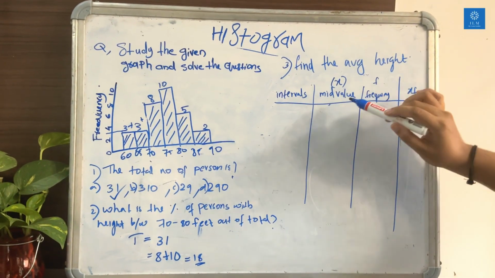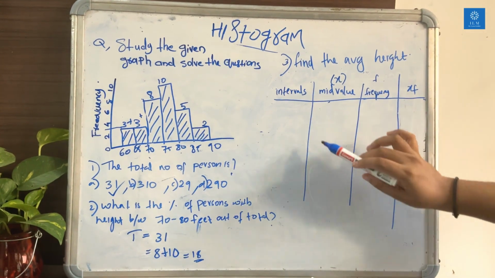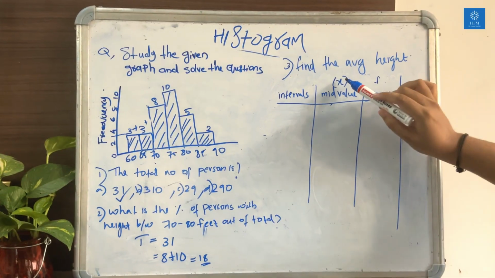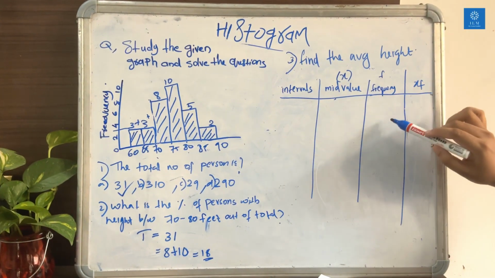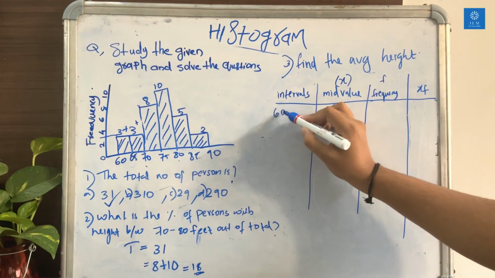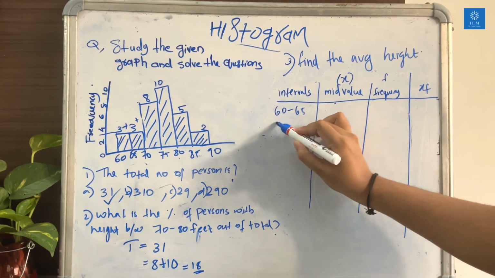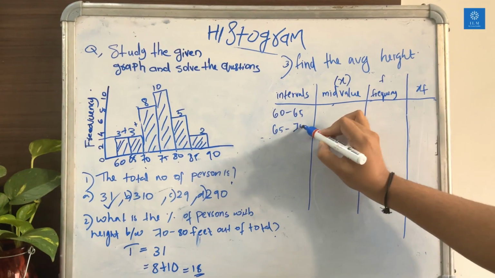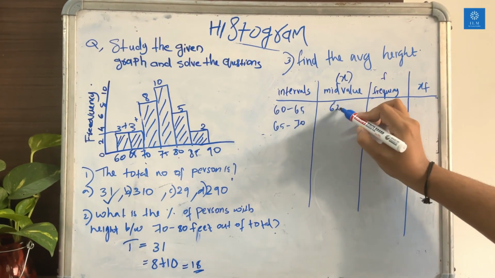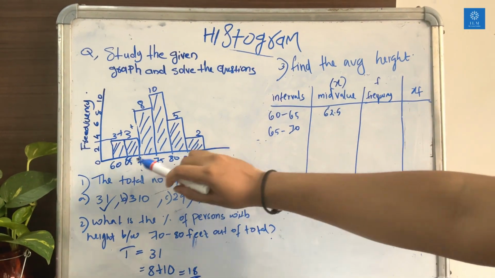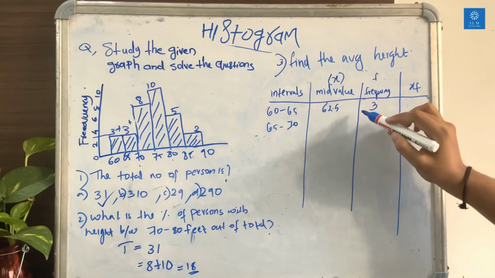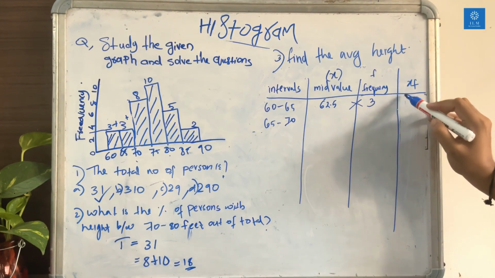So next question is find the average height. To find the average height, we have to find the mid value. So we can draw a table: intervals, mid value, frequency and x into f. Here x is the mid value and f is the frequency. The interval distribution is from 60 to 65, 65 to 70 and so on. For 60 to 65, the mid value will be 62.5 and the frequency here is 3, right? Then xf is 62.5 into 3, that is the product.